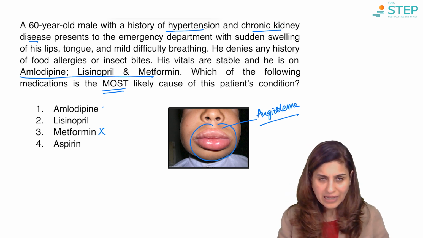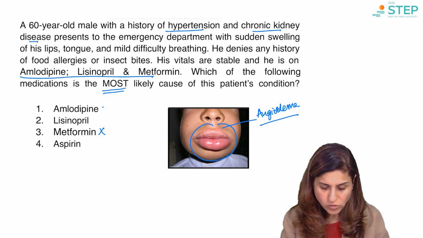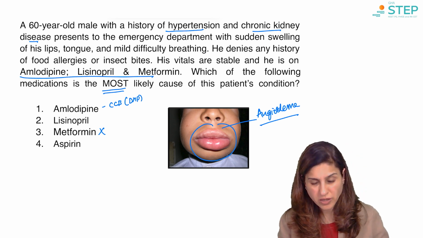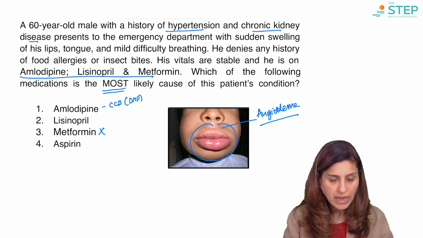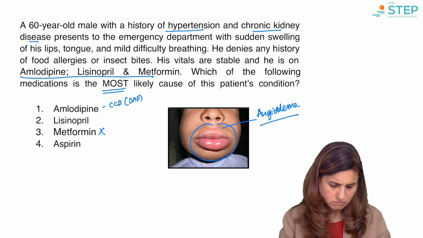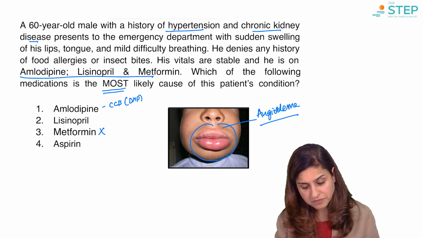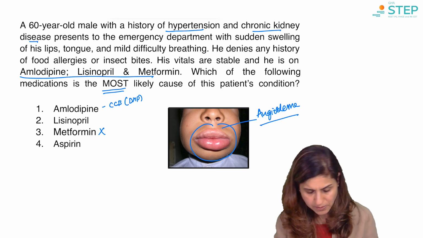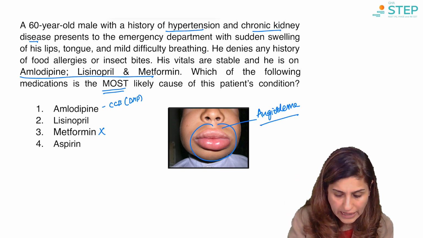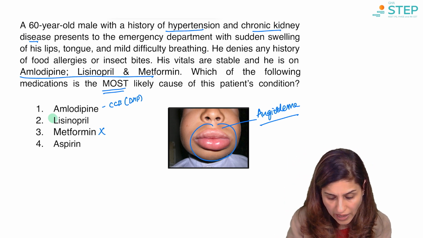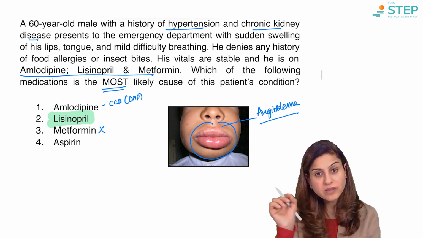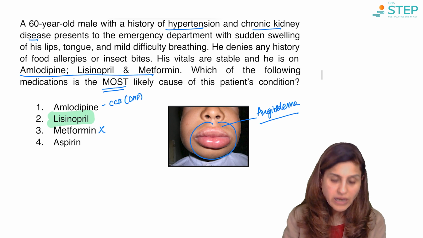Now, there can be cases with aspirin and amlodipine. Amlodipine is a calcium channel blocker, a dihydropyridine. Maybe in rare cases it has caused it, but it's not a very common cause. Similarly, aspirin is an antiplatelet COX inhibitor. Angioedema is actually not very commonly seen with aspirin. So the most common culprit for angioedema are your ACE inhibitors, which end with the word pril. So this is your lisinopril.